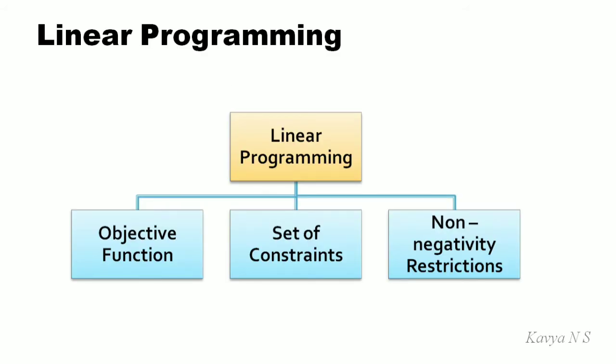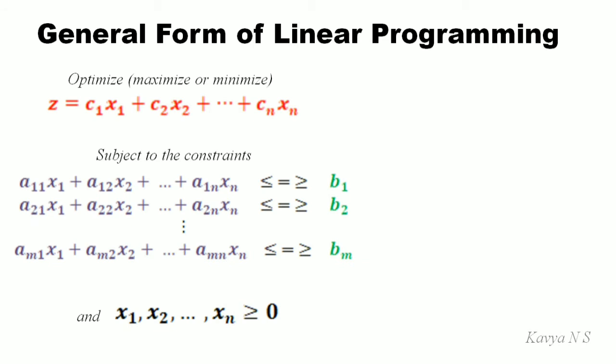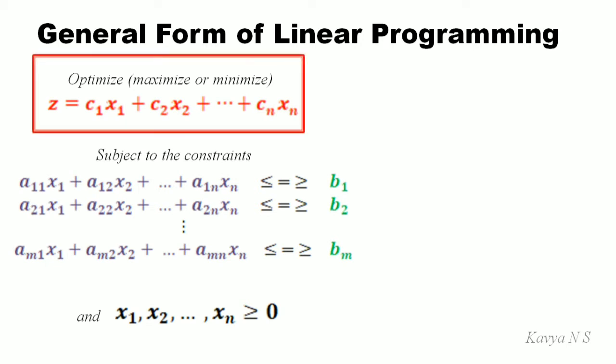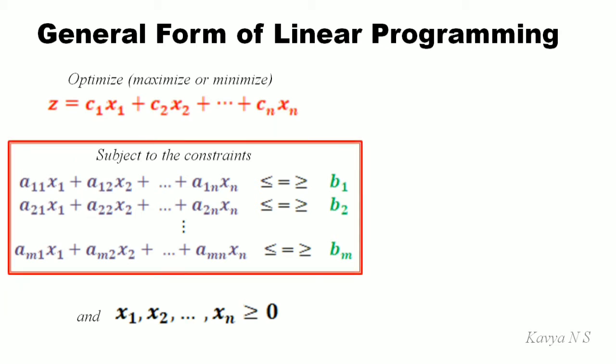Linear programming problem consists of three parts, namely objective function, set of constraints and non-negativity restrictions. As you can see here, this is the general form of linear programming problem. This part is the objective function, the value of which is to be optimized. That means minimized or maximized. This represents the set of constraints. Constraints means some conditions. Here you can see the relation is written like this.